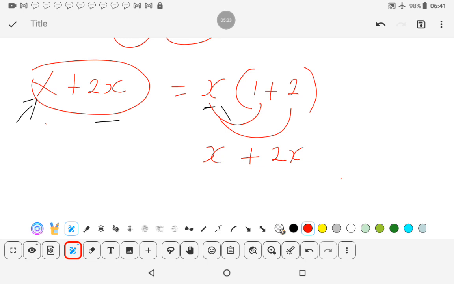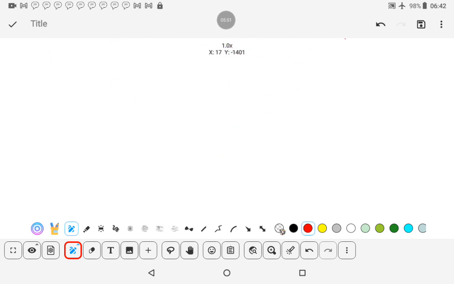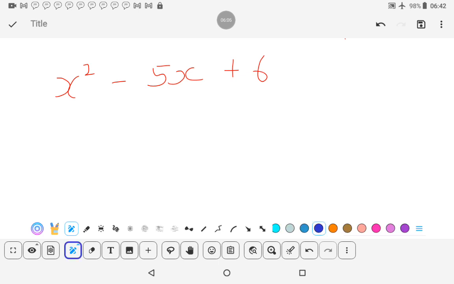So this is how you factorize numbers. So what about how you factorize a quadratic expression, or how do you factorize an expression when it is written in this form: x squared minus 5x plus 6? How do you factorize in this particular case? To factorize this is very simple. There are just two steps involved.